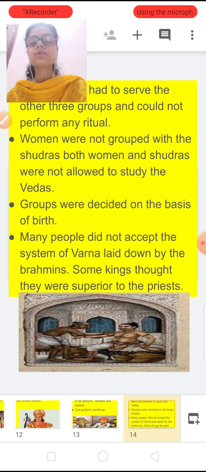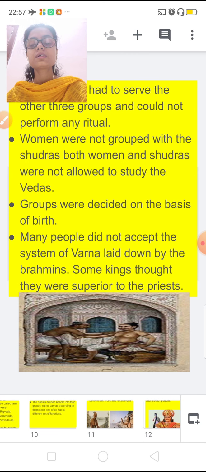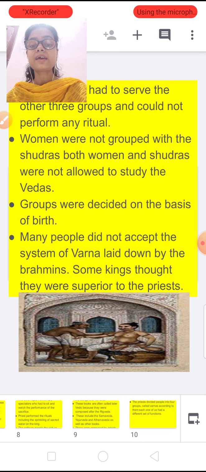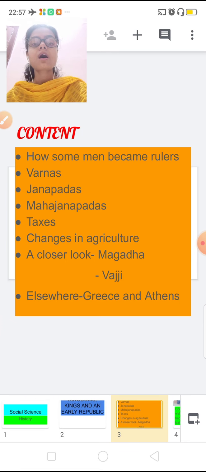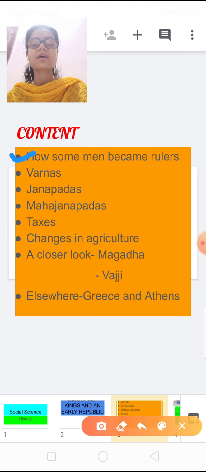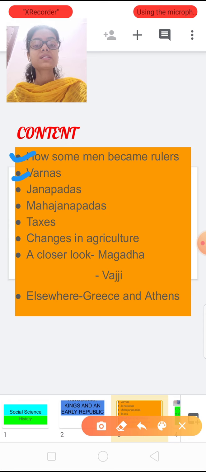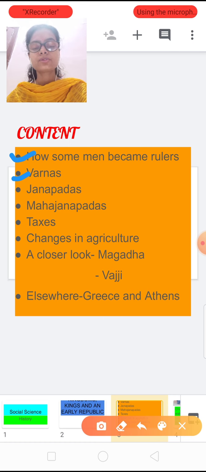So today we have covered 2 important topics of our chapter Kingdom, Kings and an Early Republic: how some men became rulers and the classification of Varnas. And in this classification we came to know about the four groups and their duties in the society.